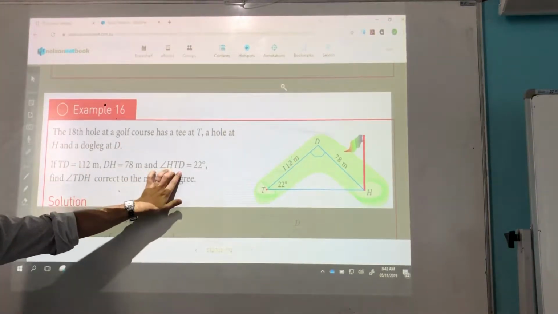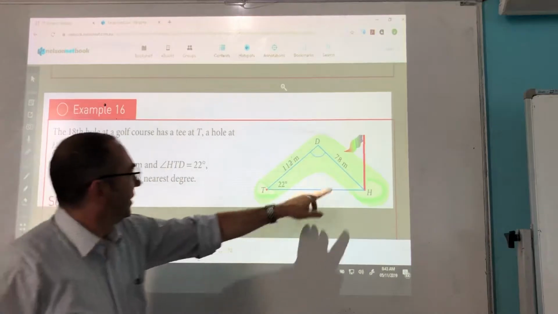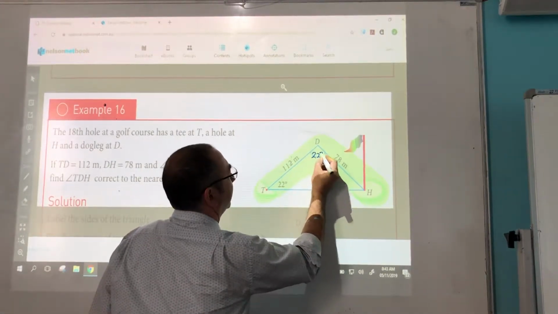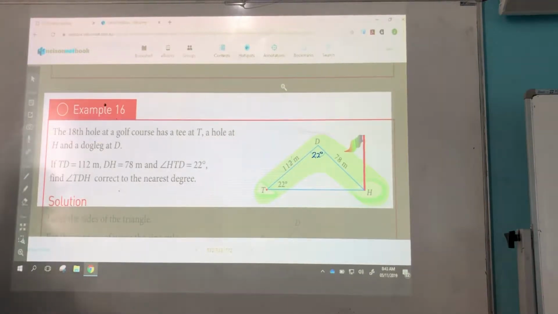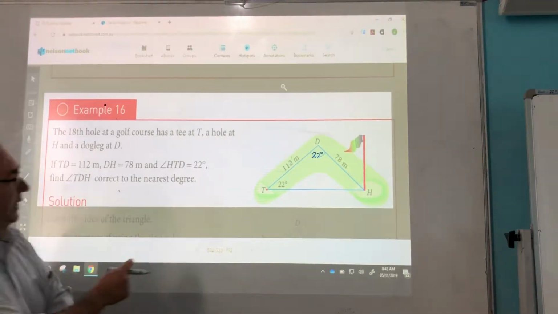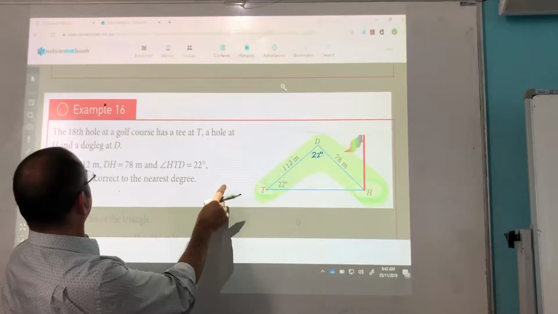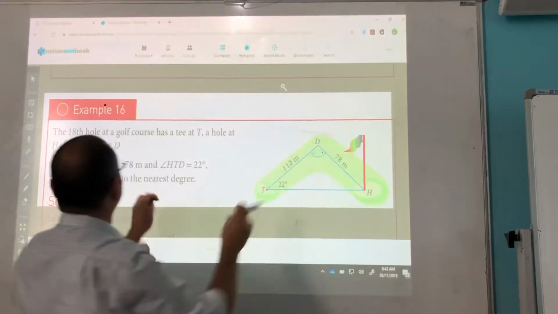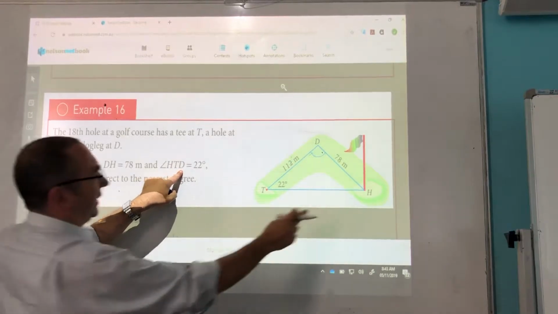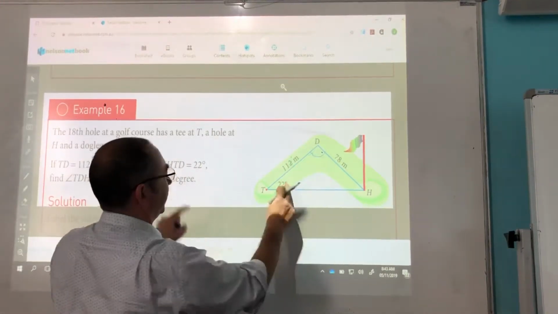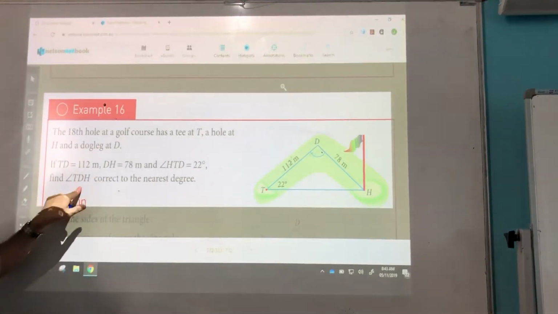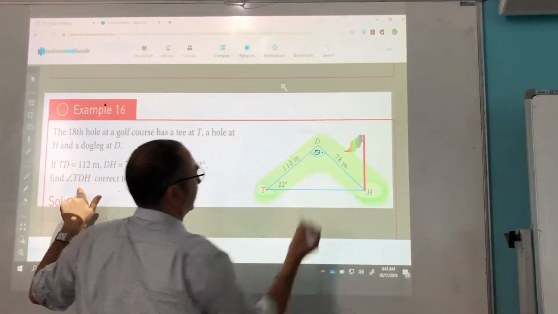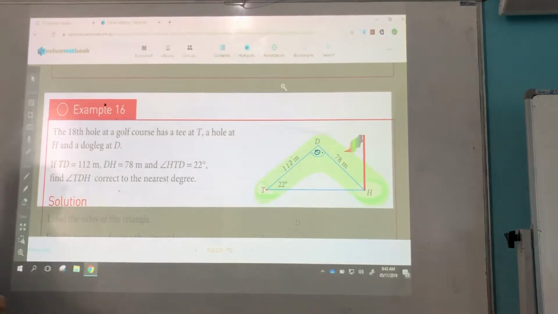and HDT equals 22 degrees, which they haven't given us, but I'll write in. Find angle HTD, sorry, angle HTD, 22, they have given us that. And we need to find angle TDH, which we'll call theta.